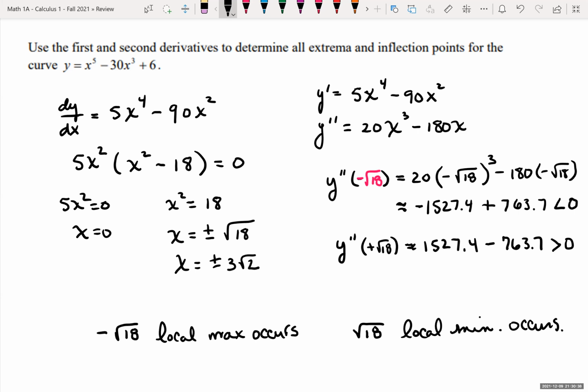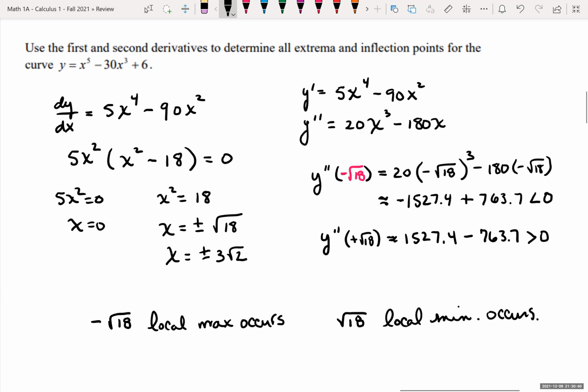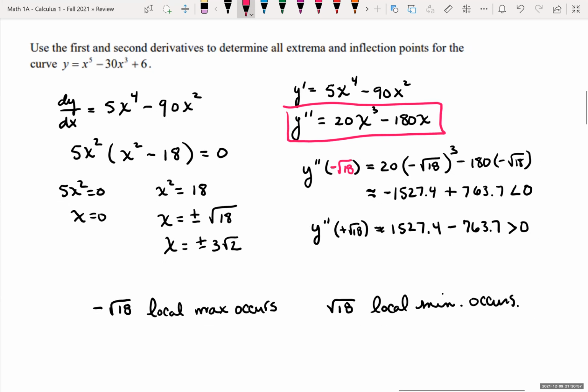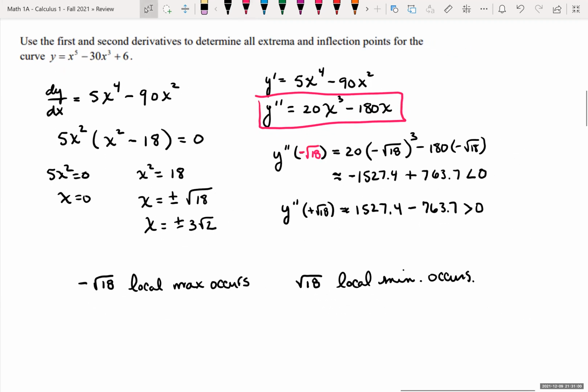And we also need to test 0. That one's a lot easier, right? Actually testing 0, if we plugged 0 into the second derivative, notice that we get back 0, which tells me my test is inconclusive for 0. And so we're going to need to test values on each side to see, is it increasing or decreasing there?